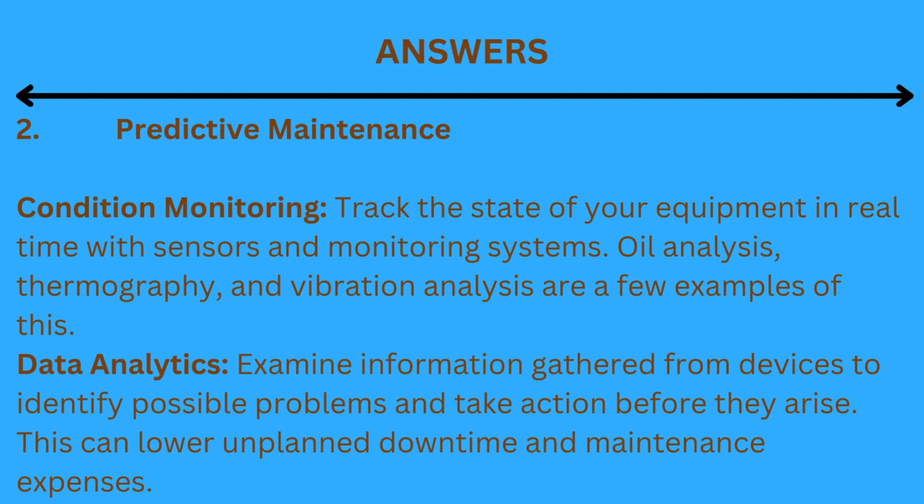A. Condition monitoring. Track the state of your equipment in real time with sensors and monitoring systems. Oil analysis, thermography, and vibration analysis are a few examples of this. B. Data analytics. Examine information gathered from devices to identify possible problems and take action before they arise. This can lower unplanned downtime and maintenance expenses.